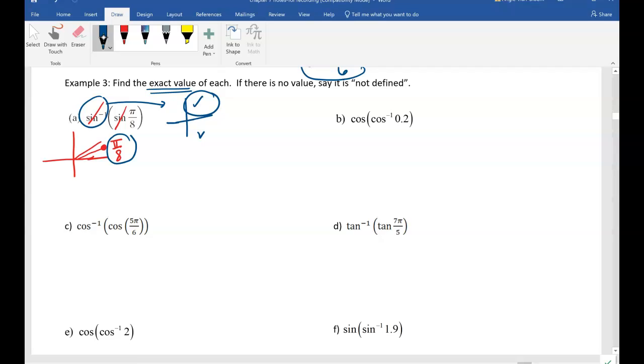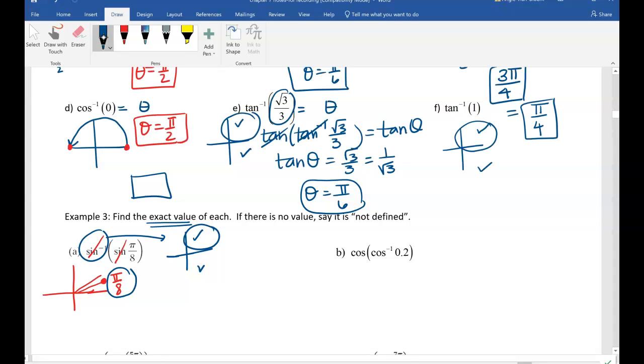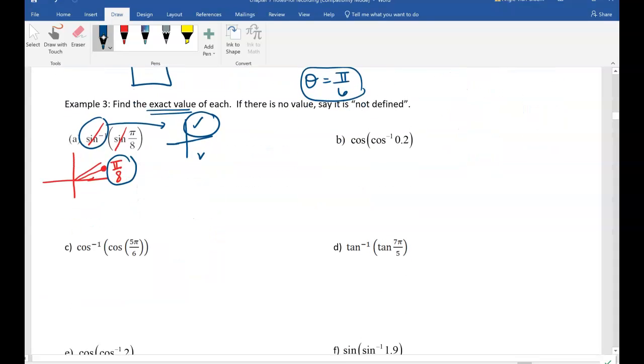Now, B is slightly different. B has cosine inverse inside. So what's that going to be like? That means whatever the inside is, it's going to give you an angle. But how would you know what the angle is if you don't have a calculator? Because you don't know 0.2 without a calculator, right? You know a half, you know rad 3 over 2, you know for tangent, rad 3 over 3, you know rad 3, but 0.2 is not possible without a calculator, but that's okay.